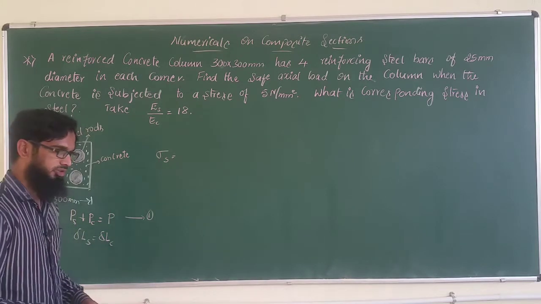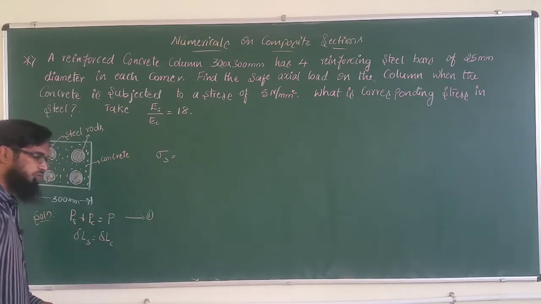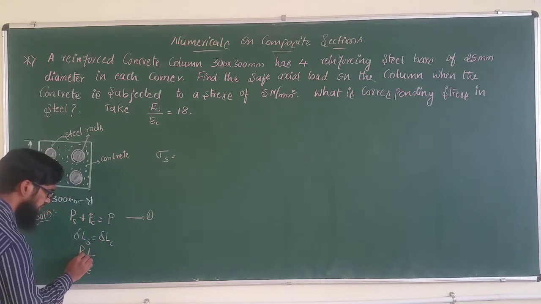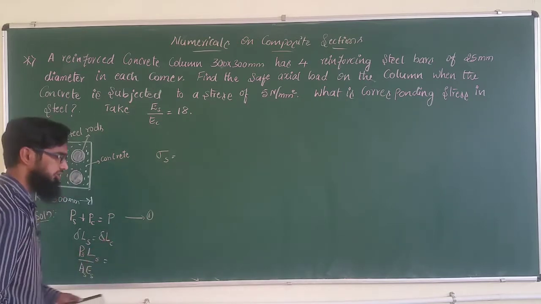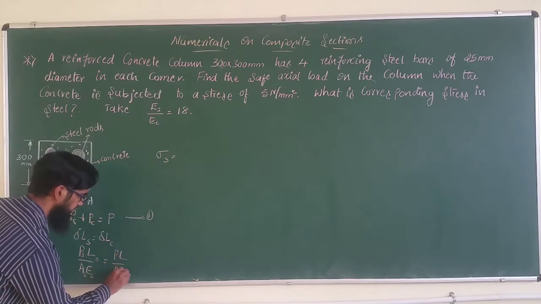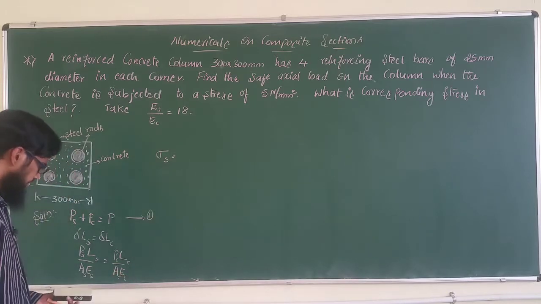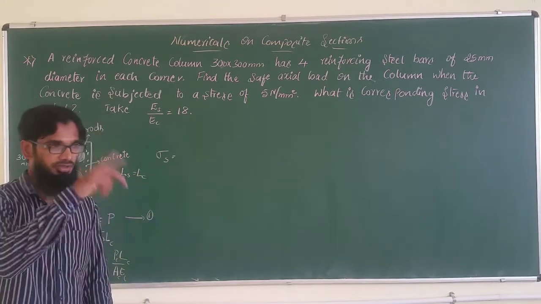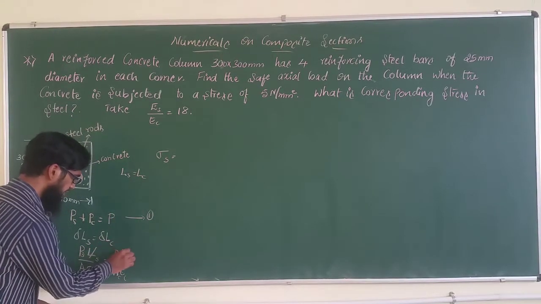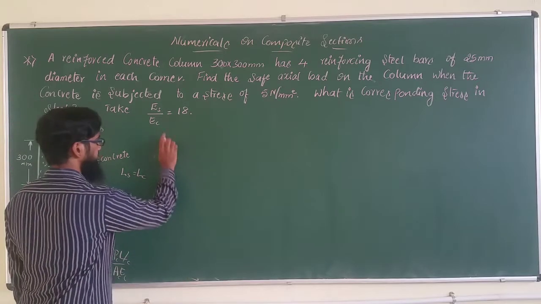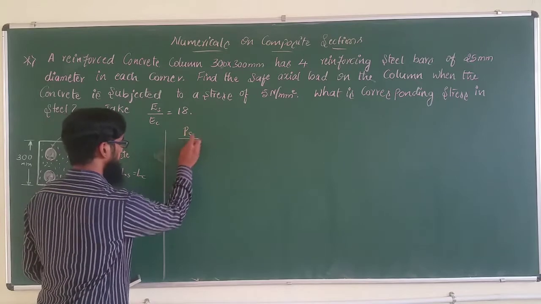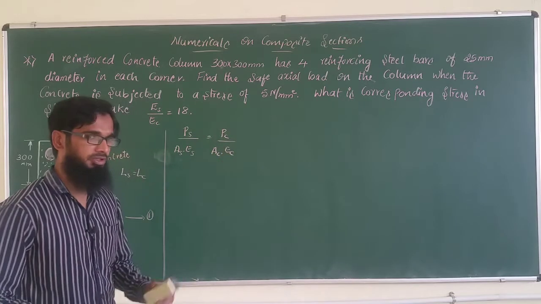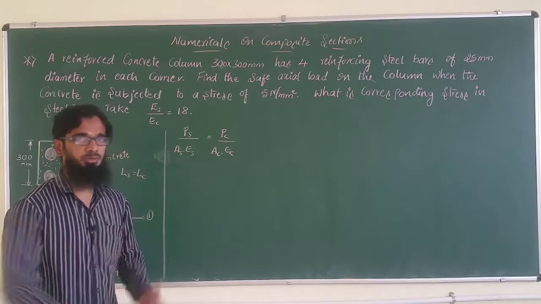Now I can write the second equation in a simpler form. We know that delta L is nothing but PL by AE. For steel I'll represent with S, and for concrete with C. Since the length of the steel rods is the same as the length of the concrete, LS is equal to LC, so we can cancel them. The remaining terms are PS by AS ES equal to PC by AC EC. If I substitute all these parameters and simplify, at the end I will get the solution.